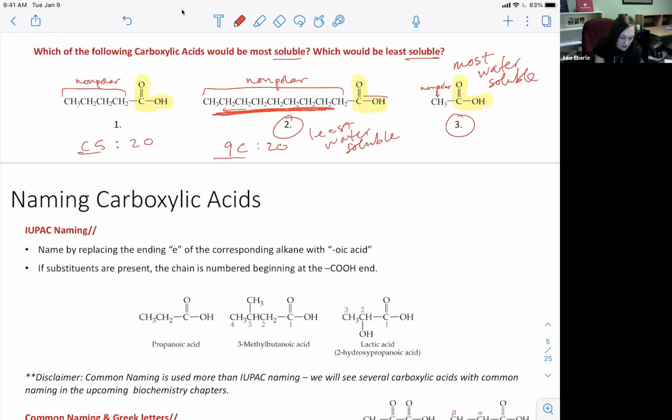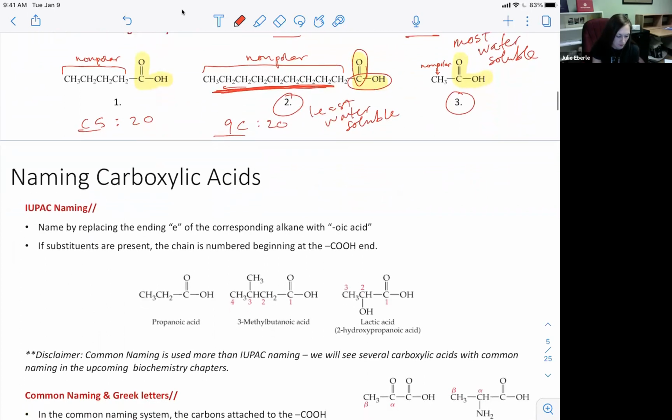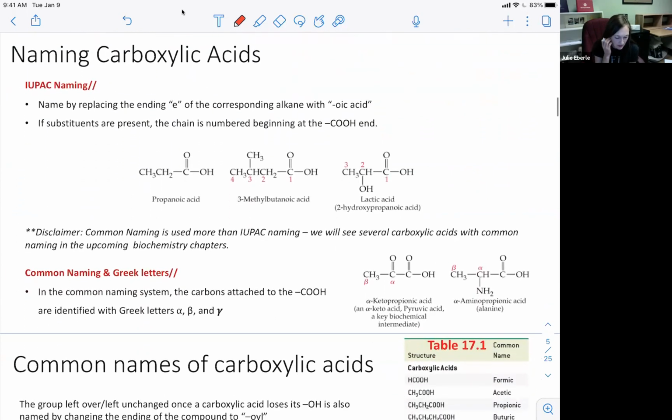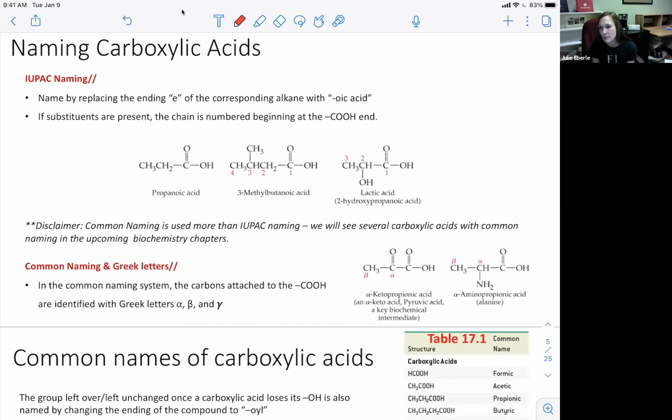It's just that instead of an alcohol, we have this carbonyl group, very similar though to alcohols. How do we name carboxylic acids? Here's my warning: we're going to use a lot of common names in this chapter, so I want you to get used to the common naming. You're going to see a lot of common names in the biochemistry chapters. I'm going to teach you the IUPAC naming, but I'm going to focus on the common naming, and we'll do a little bit of both. In previous chapters I honed in on the IUPAC systematic naming, but here we'll also have the common name.